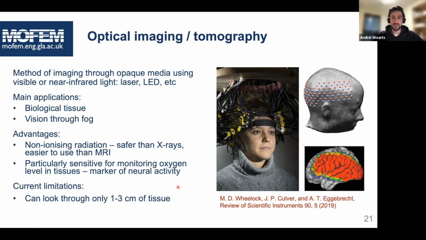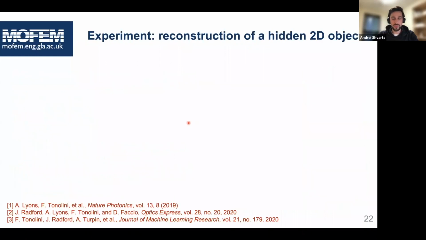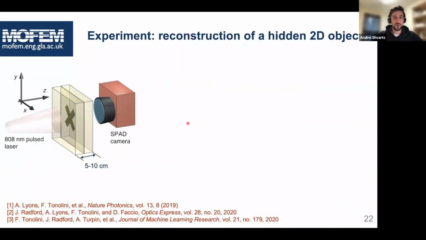However, the current limitation of the prototypes is that they can look only through a few centimeters of tissue. Basically, they're looking at one side of the head all the time. They can see what's happening only on the surface. It would be much more interesting to be able to see through the head. However, that's quite difficult, and therefore my colleagues are doing experimental work in this direction.